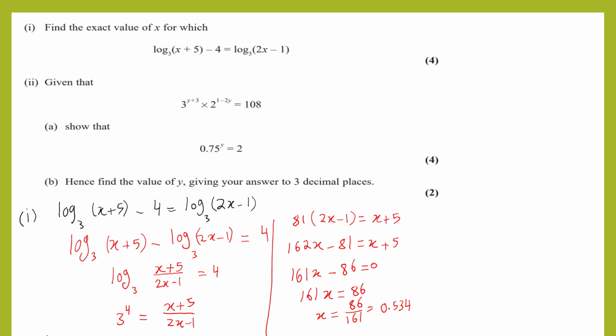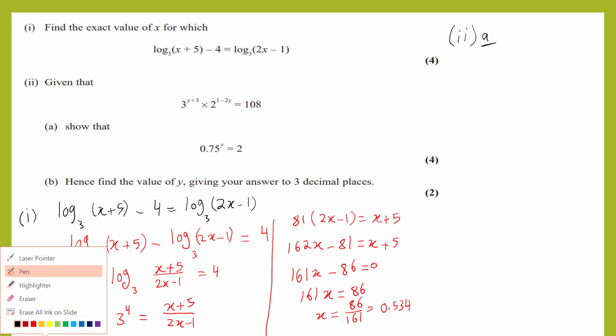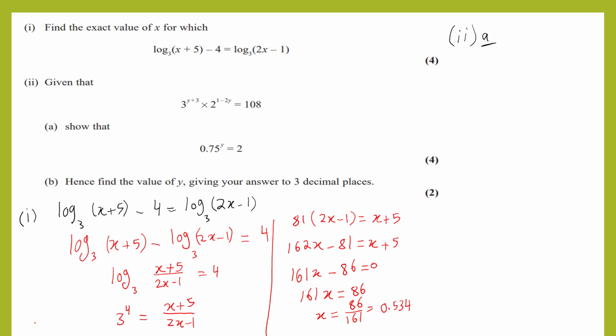Double I is two parts, part A and part B. So let's start doing double I A first, and then we'll do B. Double I says if we have 3 to the power of y plus 3 multiplied by 2 to the power of 1 minus 2y is equal to 108.